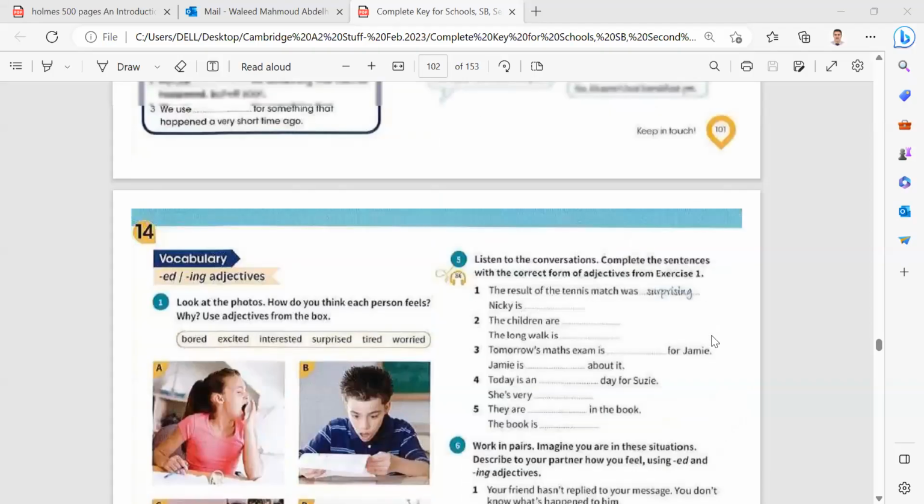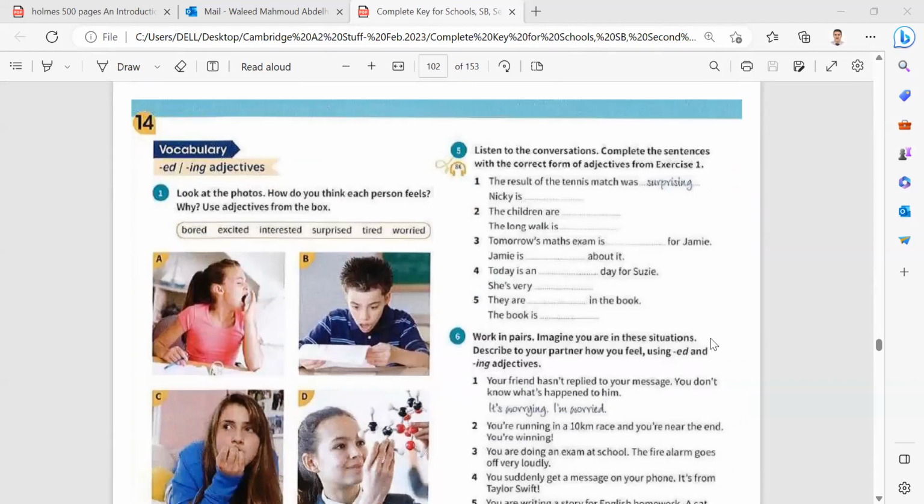Let me share my screen. Yes, Sarah, as you know, the last two parts in unit 14. Yes. Okay, so Reading, part 5.